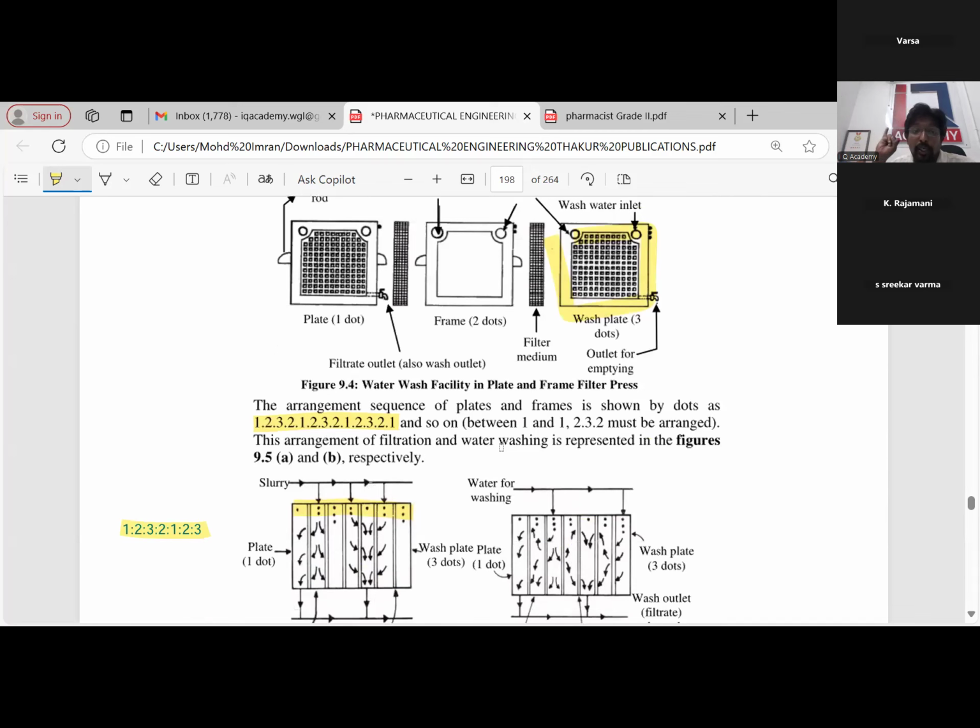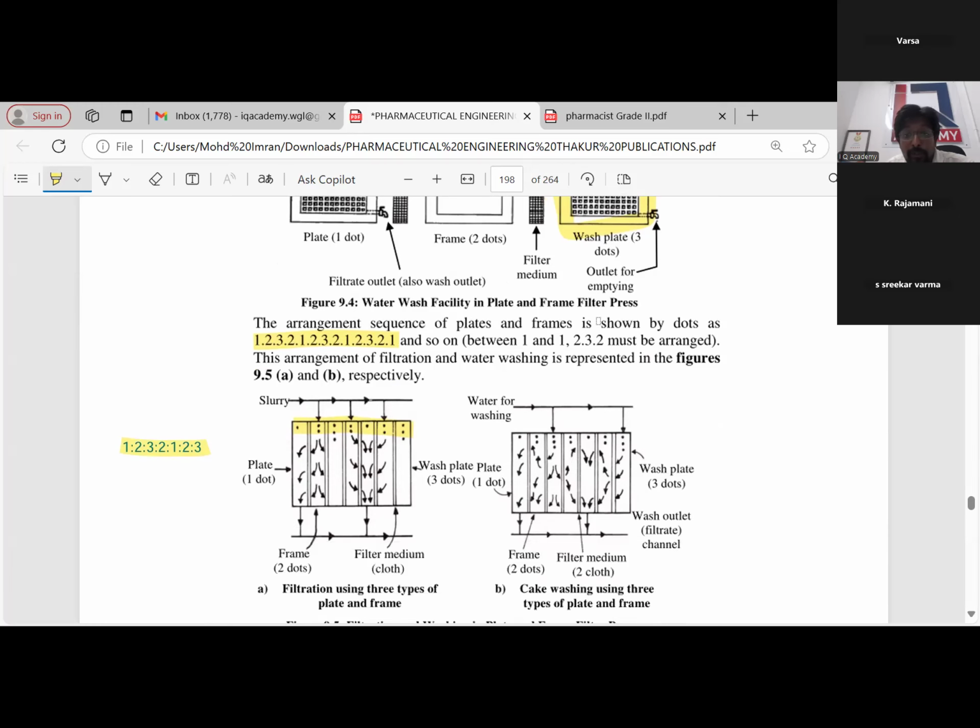So of the three plates, one is frame and one is plate. We call it frame filter press, frame and plate filter press. Okay, so the arrangement sequence of the plate and frame is as shown in the figure. 1:2:3:2:1, if this is the arrangement, please note it down.